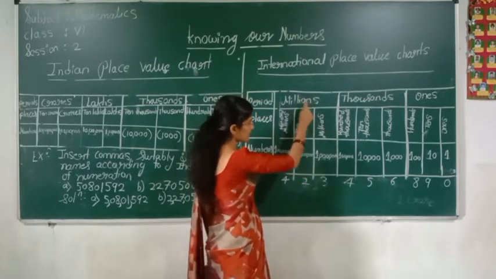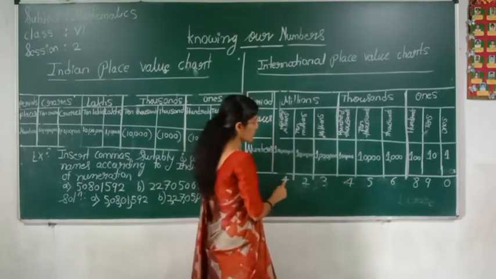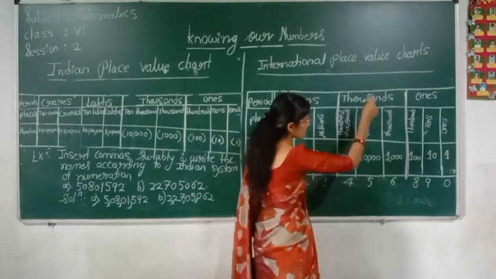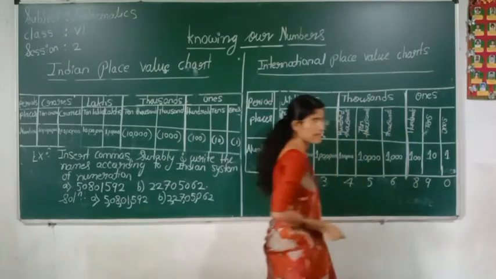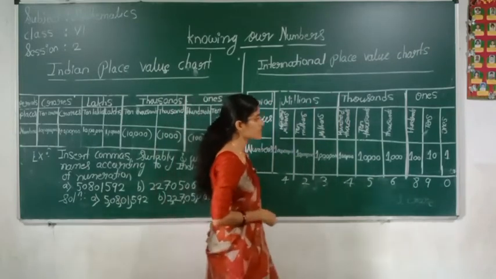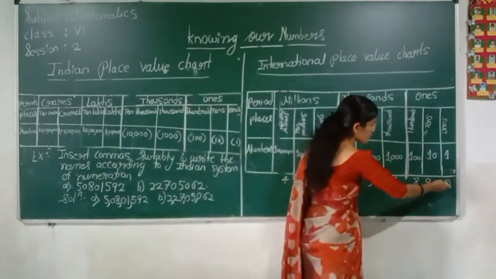423 millions, 456,890. This is the way we are reading. Okay, now how to give commas? We have to give commas from right side.